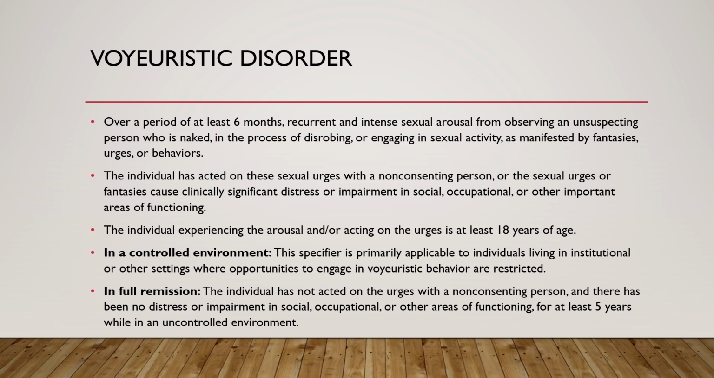And then we have these specifiers for all of the disorders: in a controlled environment, meaning that they're in some sort of institutional or often correctional environment where they're not able to engage in these behaviors. And in full remission means that they've not had urges to do these things for at least 5 years, and not just within the context of a controlled environment. You will see these specifiers on every paraphilic disorder that we talk about. And so it's important to note these things if someone is in a controlled environment or if someone is in remission.